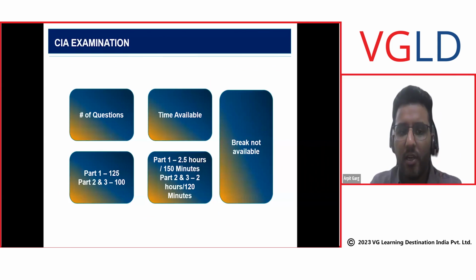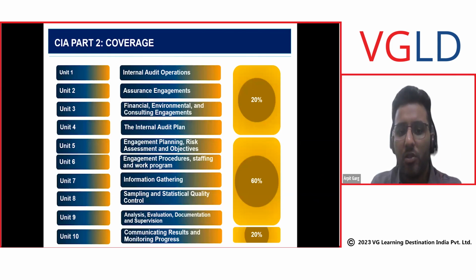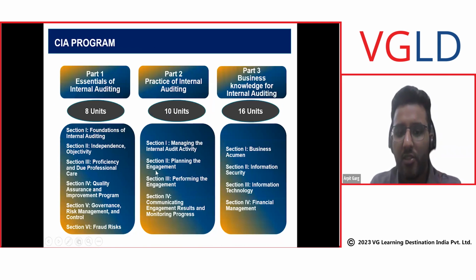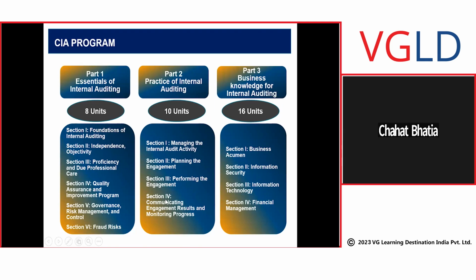Let's try to understand in terms of the course content, right? So basically, as you all see, the 10 units, we have talked about how many sections? We have total how many sections? In part 2, how many sections do we have? Total 4 sections, right?